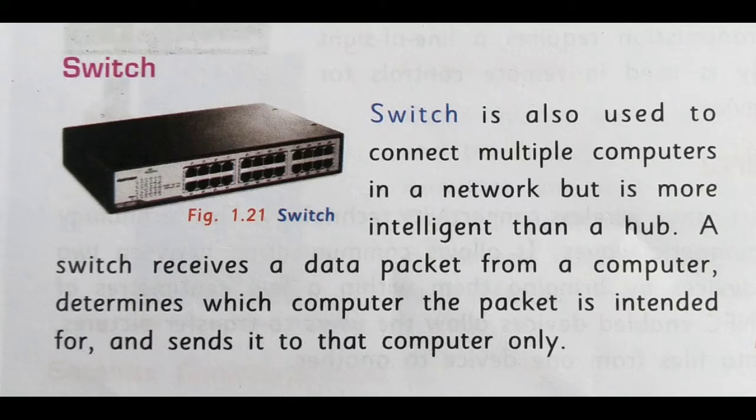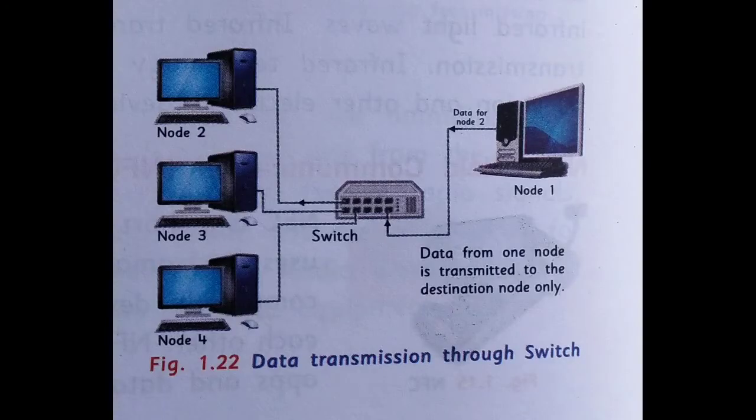So the next type of network device is a switch. A switch is also used to connect multiple computers in a computer network, but is more intelligent than a hub. A switch receives a data packet from a computer, determines which computer the packet is intended for, and sends it to that computer only. You can see how data is transmitted through a switch from a computer to the intended computer.